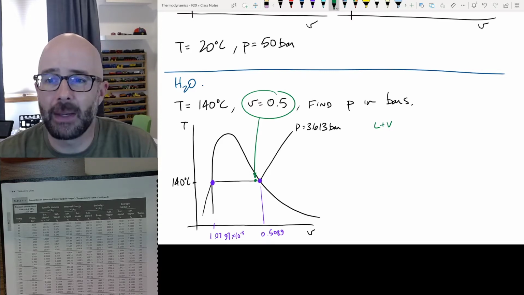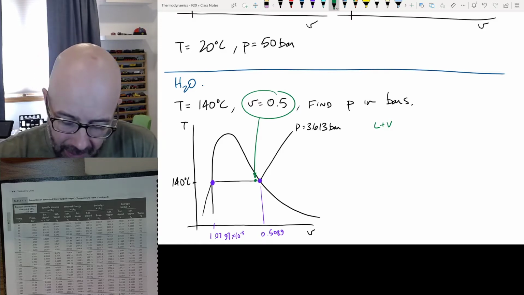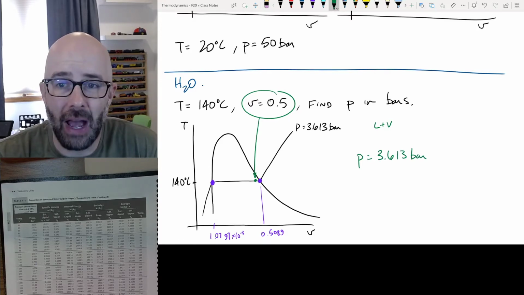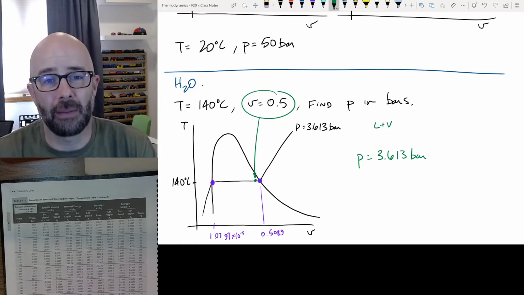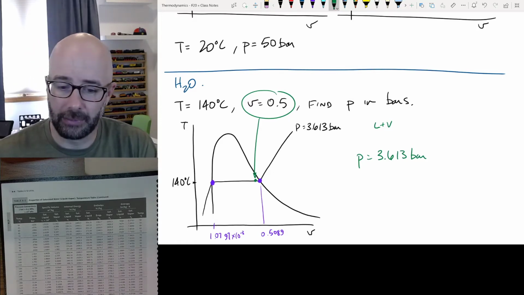The second thing they ask me is what is the pressure in bars, and that means that the pressure is going to be equal to 3.613 bars. Okay, because I am between those two values at that pressure. It's what it's got to be. So that's the answer to that question.